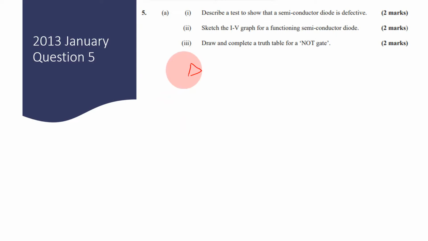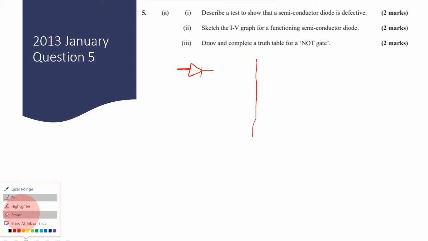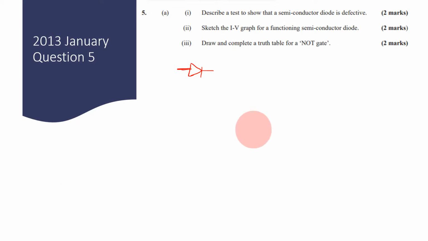Now, remember the symbol for the diode is this. Diodes are widely used in electronics. A typical LED is a diode, so you must know the circuit symbol for that. This is just a pure diode that we're looking at, and the characteristic curve tells us how it actually works. I'm going to show you quickly how it actually works.